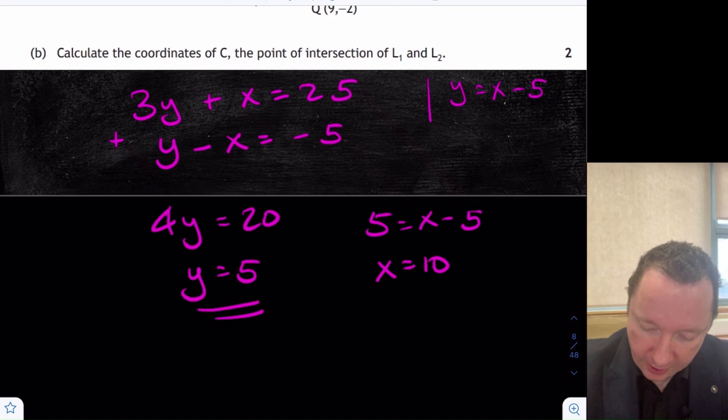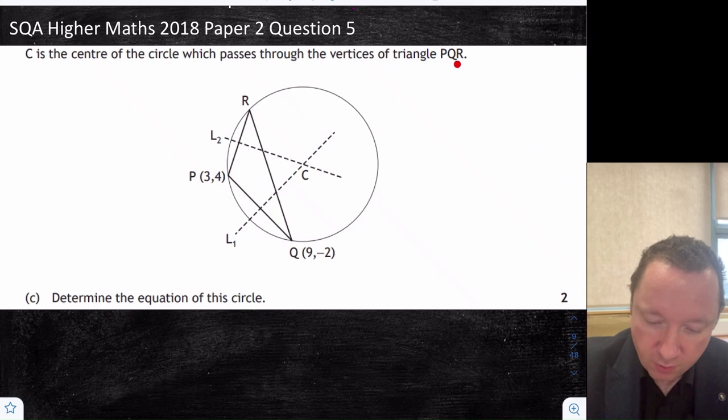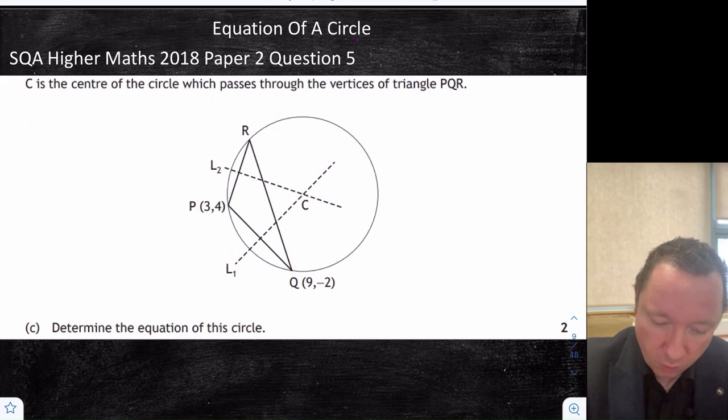Part C of 2018, paper 2, question 5. This is where the circles come in. C is the centre of the circle which passes through the vertices of triangle PQR. So C is our centre, which we've just worked out, remember, is 10, 5. So we can note that on our diagram.